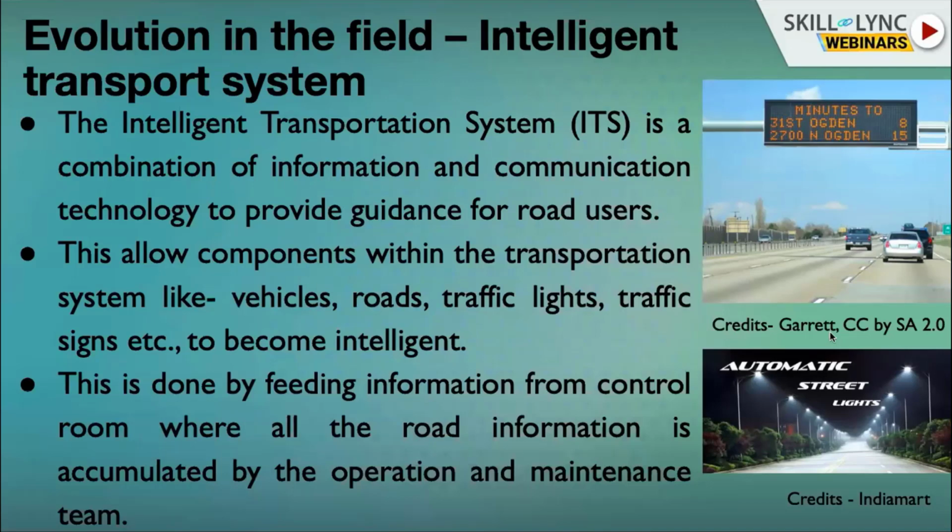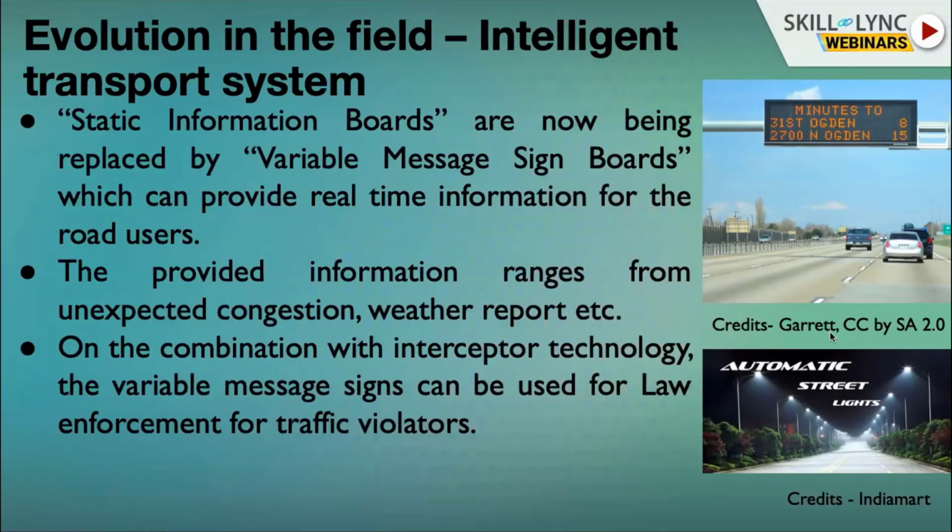So all these units are usually controlled through one centralized control center, which will be set up by the ITS managers. They collect the data from these components, analyze it, and sometimes distribute this information as well. For example, now all the static information boards are being replaced by variable message signboards. This can provide real-time information for the road users, like the weather report, accidents which have happened over a stretch of road, or traffic congestion.